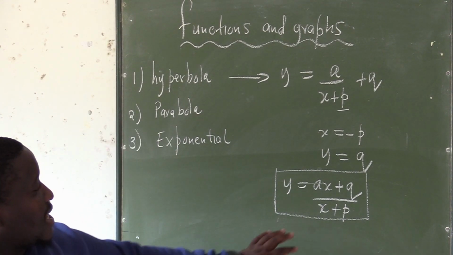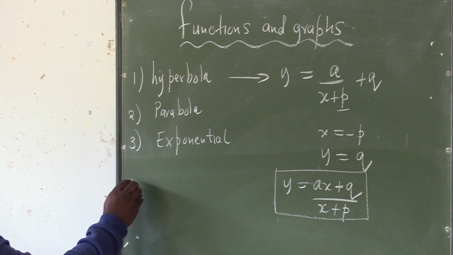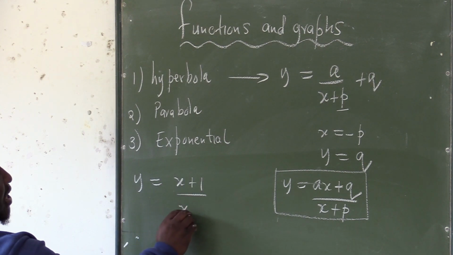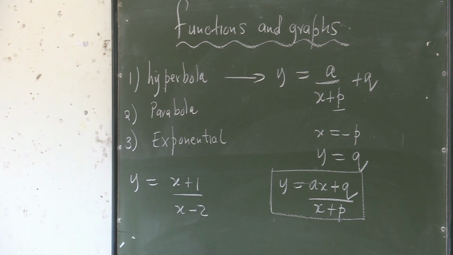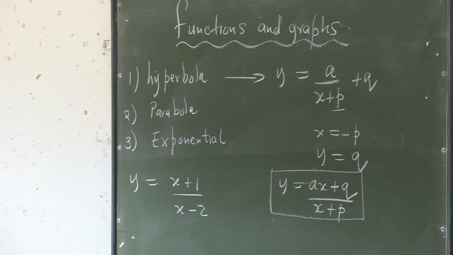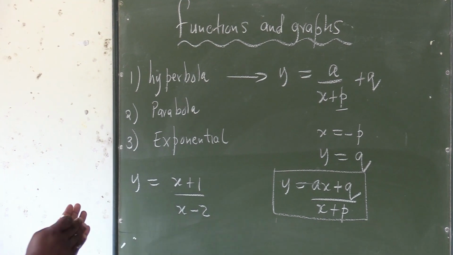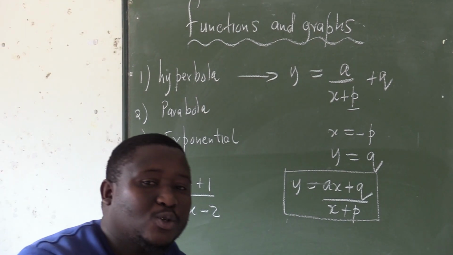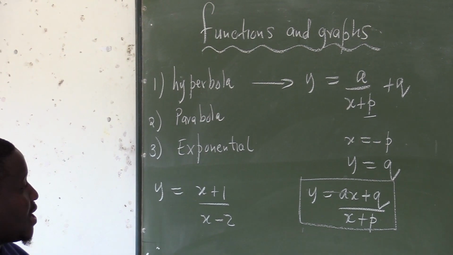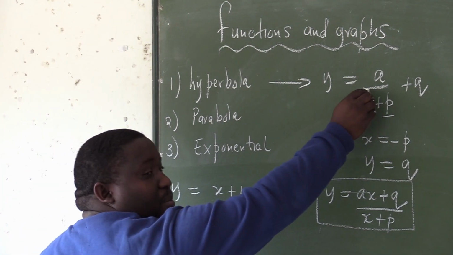Now let me make an example while I'm on this one. Let us say you come across y equals x plus 1 over x minus 2, and the question says to us, determine the equations of the asymptotes. Now it's clear that this graph is a hyperbola. But how are we going to determine the equations of the asymptotes? One, we must be able to convert this form back to that form.